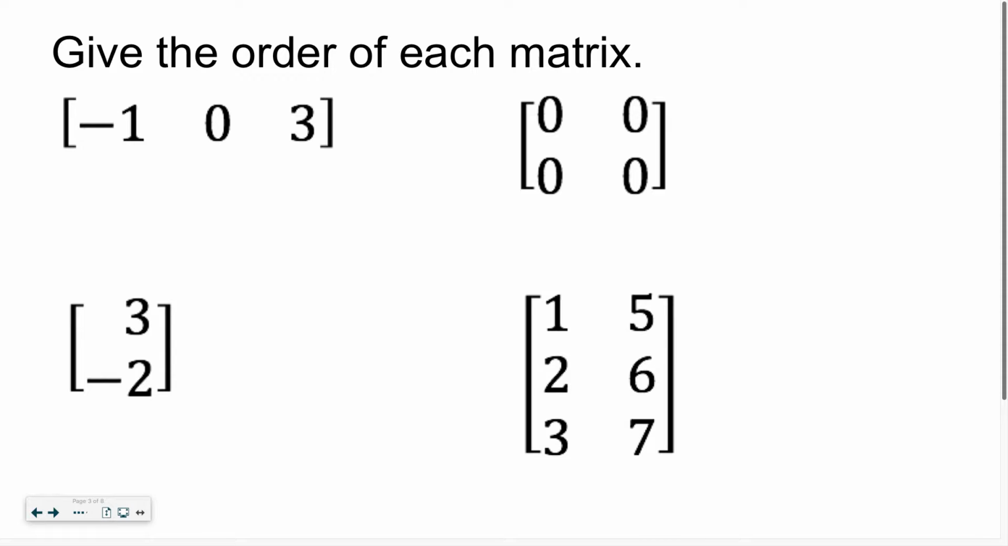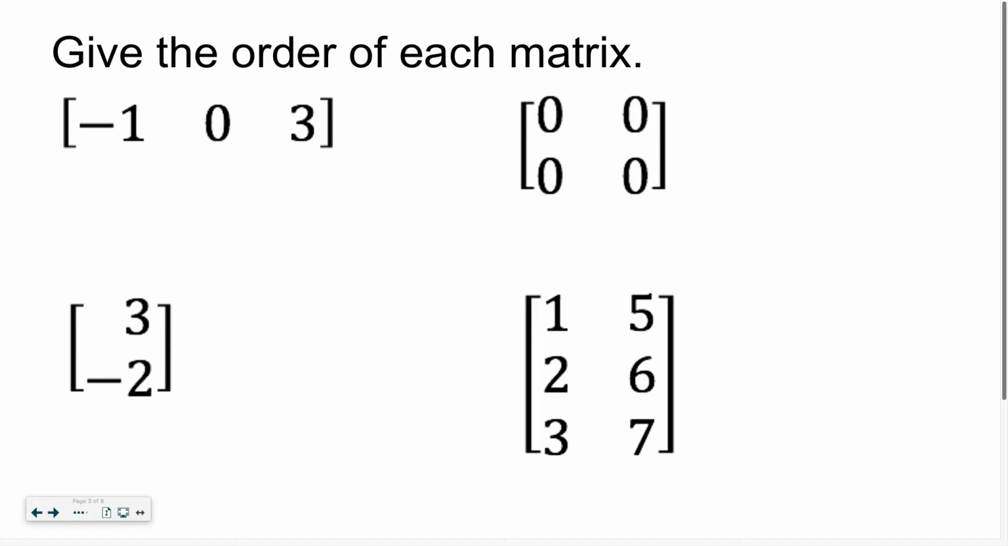Again, I have rows, which are horizontal. I have columns, which are vertical. And then I have specific entries. If I were looking at this first matrix and I said row 1, column 2, everybody would be looking at this 0 entry.